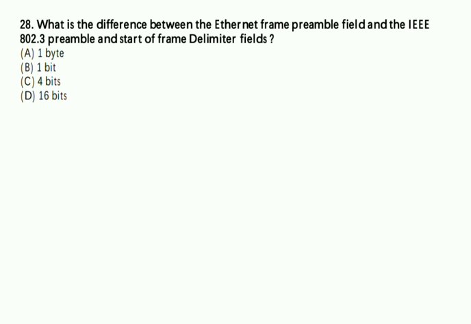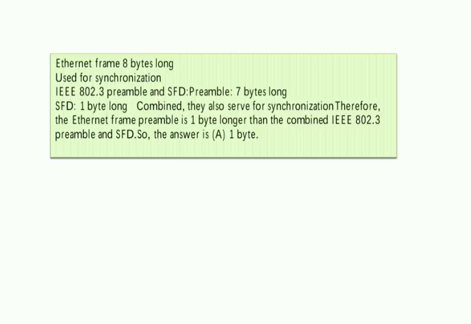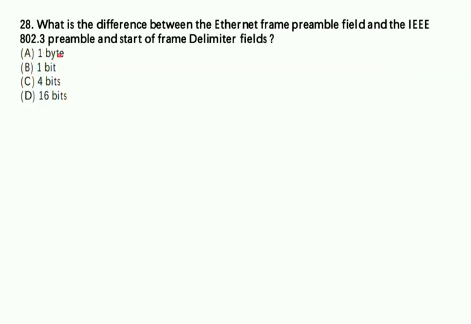Next. What is the difference between the Ethernet frame preamble field and the IEEE 802.3 preamble and the start of frame delimiter field? Normally the Ethernet frame preamble is 8 bytes long. It is used for synchronization, whereas the IEEE 802.3 preamble is 7 bytes long, followed by the start frame delimiter. So there is a difference of 1 byte. The Ethernet frame preamble is 1 byte longer than the combined IEEE 802.3 preamble and the SFD. So the answer is A, that is 1 byte.